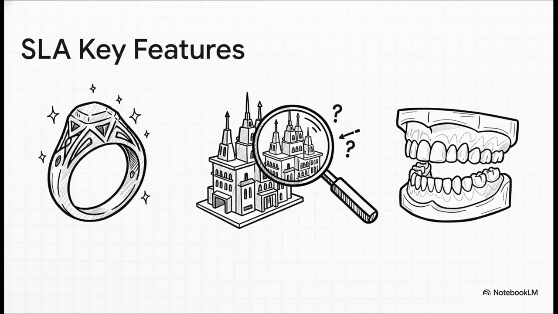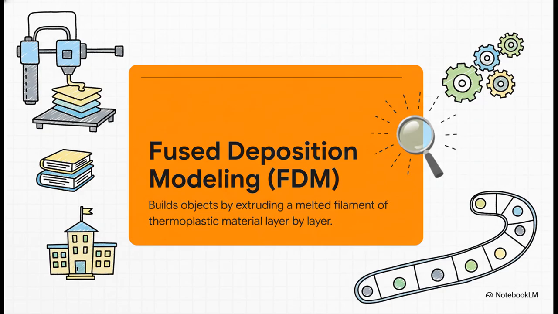Then the build platform, number 3, moves down just a tiny bit, and the whole process repeats for the next layer. So why would you pick SLA? The biggest reason, hands down, is precision. It can produce parts with absolutely incredible accuracy and a super smooth surface finish. This makes it perfect for things that need a lot of detail, like prototypes, custom jewelry, or even things like dental implants.